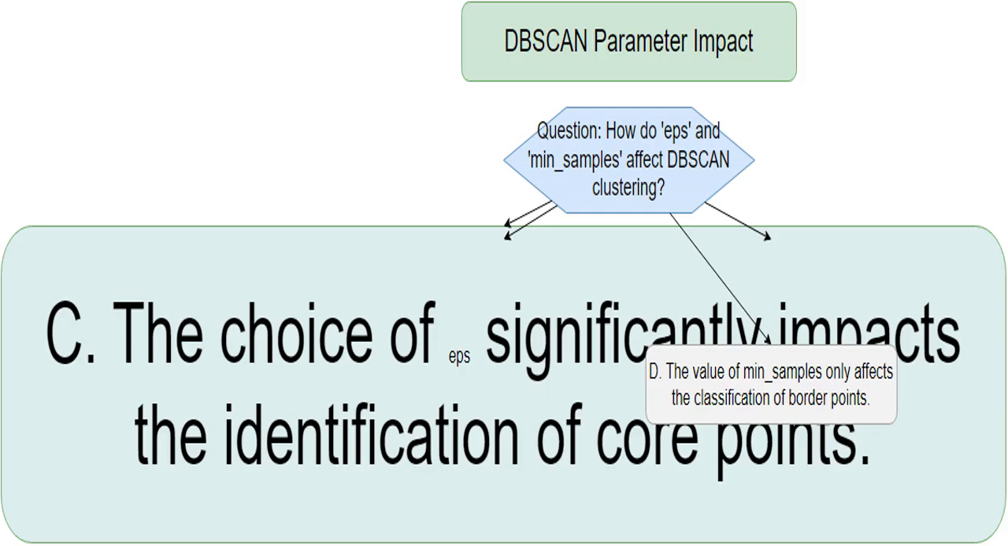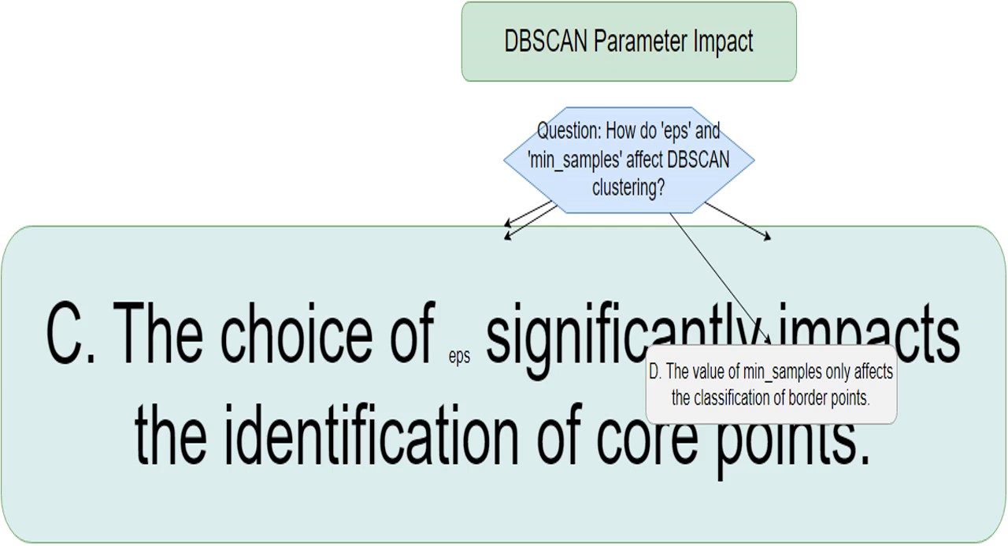Think of eps as the radius of a circle around each data point. Eps decides which points fall inside this circle, influencing whether a point is considered a core point. A point surrounded by enough neighbors to be the center of a dense cluster. A larger eps means more points are close enough to be considered neighbors, potentially creating more core points. A smaller eps might reduce the core points significantly.